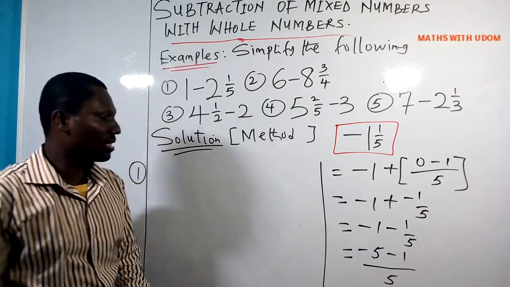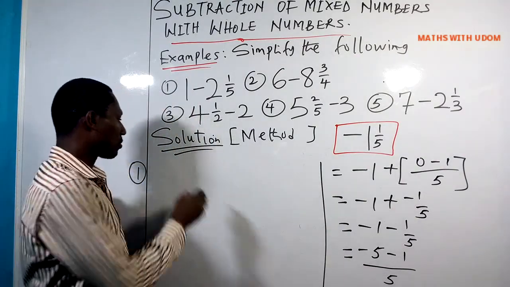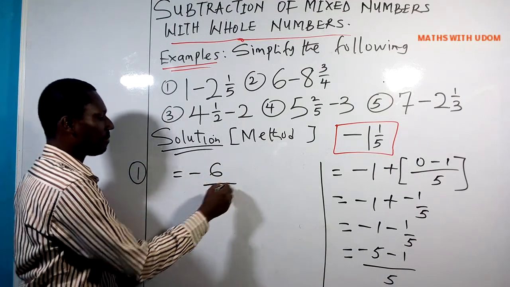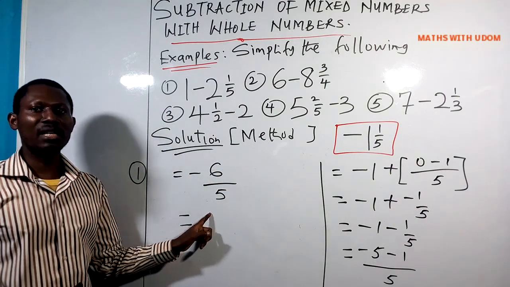So what is minus 1 minus 5? I mean minus 5 minus 1 will give us what? Will give us minus 6, divided by what? Divided by 5. We can't leave our answer like this. We change this number to a mixed fraction.